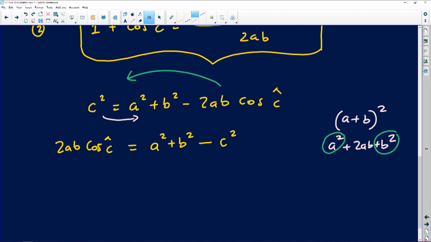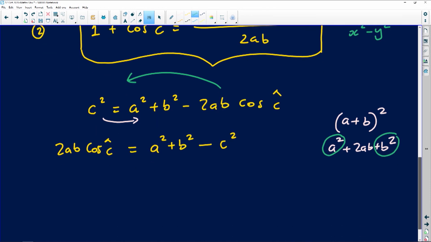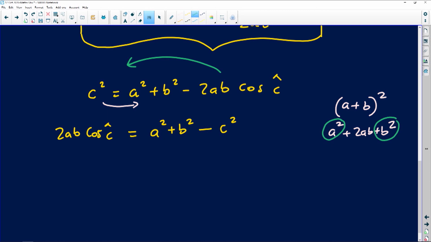I want to make it a square because it has the potential of being the difference of two squares, which is what I see when I look at the numerator of what I need to work with here. It looks like x minus y into x plus y, and that only comes from x squared minus y squared. So I'm going to force it to go in that direction. What I'm sitting with has got a squared and b squared. I'm missing one thing. This is the only thing that we don't have. Because it's missing and we need it, I'm going to add it.